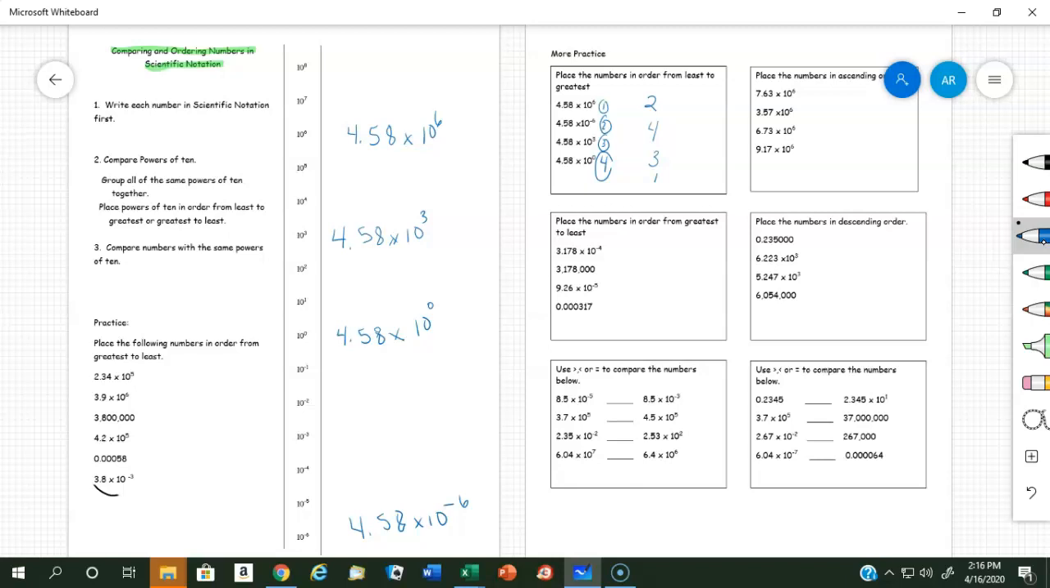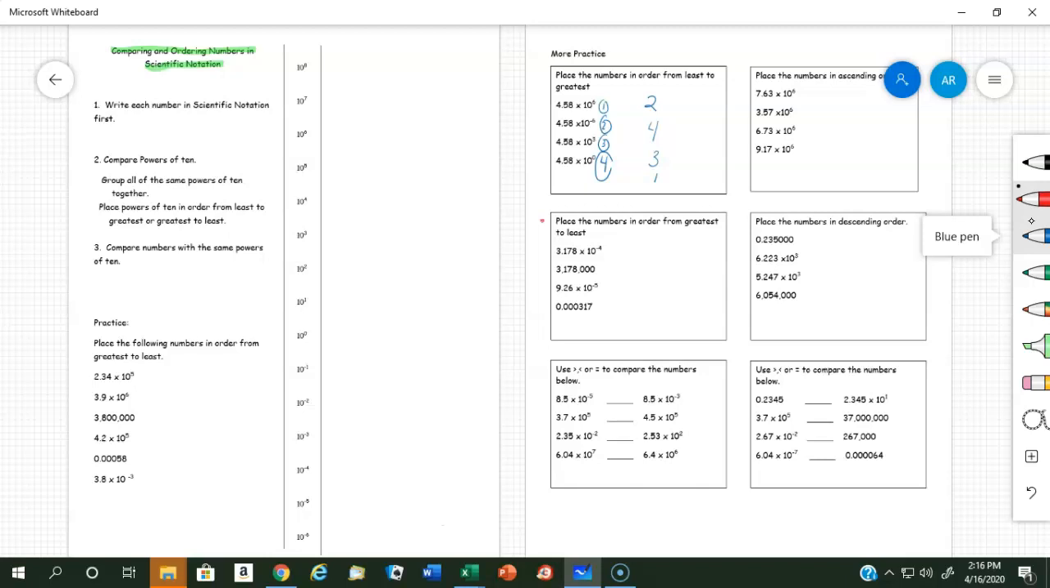All right, so let's look at a few more. We're going to do this one right here. Let me get my eraser out so I can clean up and use this some more. I'm going to change my pen color just so my examples are a certain way. Now place the numbers in order from greatest to least. I'm going to work on this one right here.